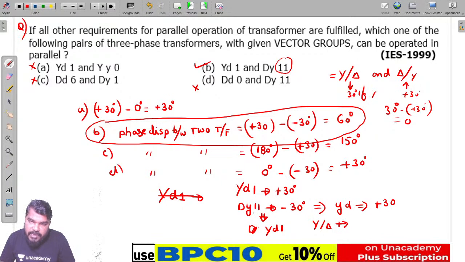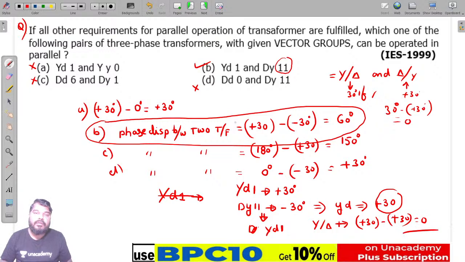Now I am interchanging this with respect to the first one. Then what will happen? It will also be equal to plus 30 degrees. So that is plus 30 degrees minus of plus 30 degrees, so it is equal to 0. Are you clear now?